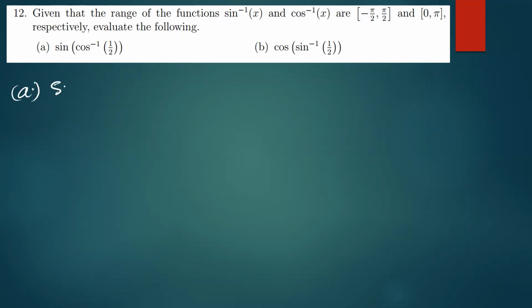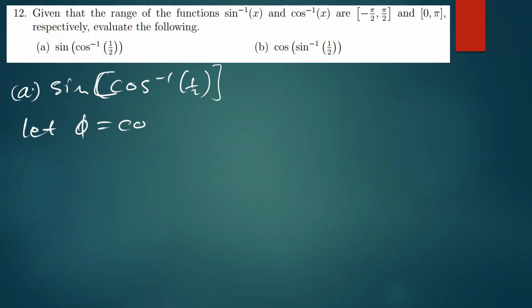The first question here is sine of cos inverse of half. So if you want, you can first say, let phi be equal to cos inverse of half. Cos inverse of half is a special angle. This will give us 60. Yeah, so cos inverse of half is 60.